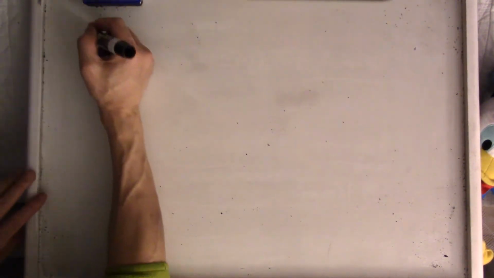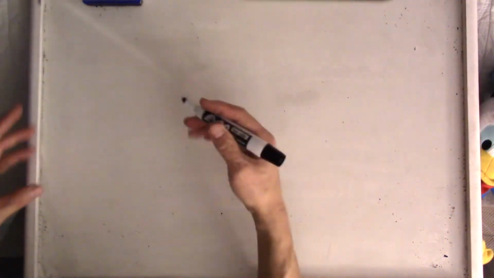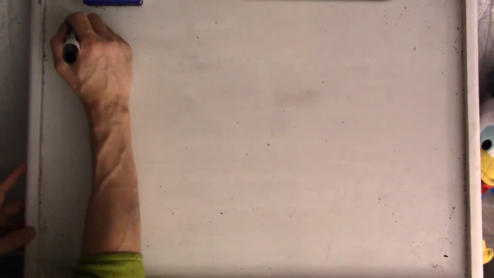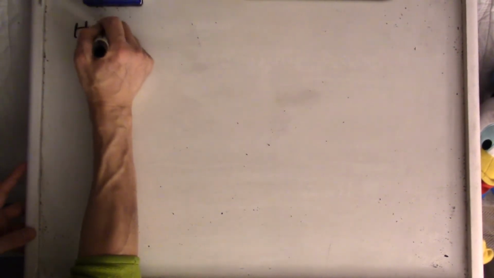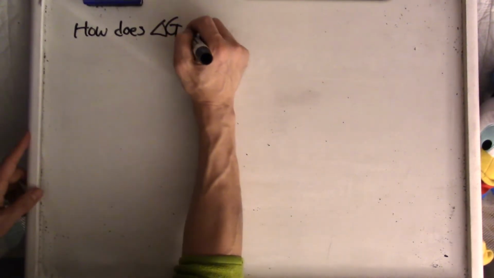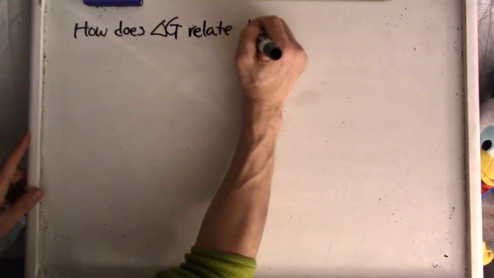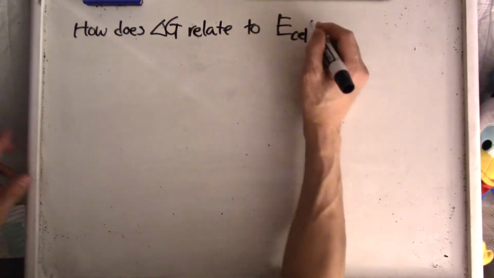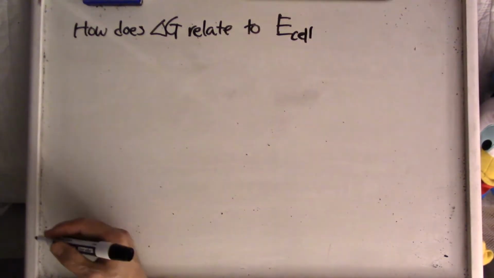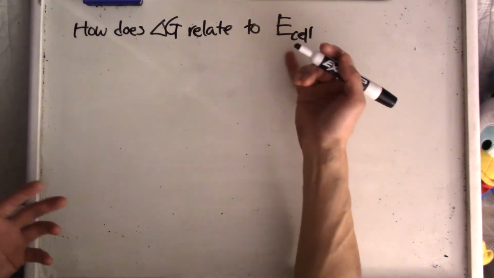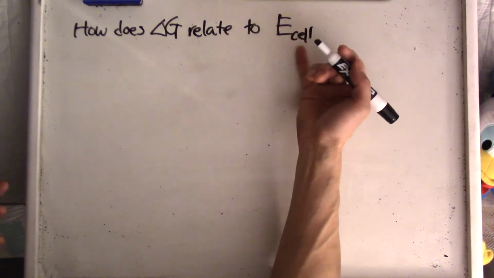Now, we're going to come back to the shorthand notation as we do some examples later. But we've been talking about delta G, so let's talk about how delta G relates to the reduction potential, or in this case, not the reduction potential itself, just the electromotive force, EMF, or as you call it, the voltage, the cell voltage.